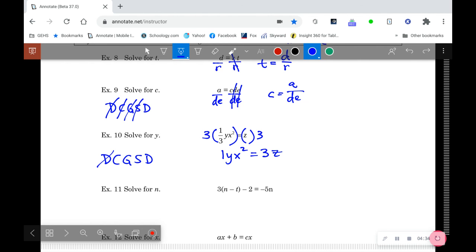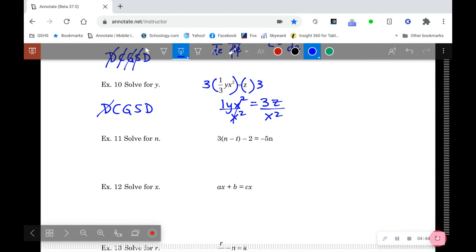Now we're trying to get the y by itself. So I'm going to divide both sides by x squared here. And there we have it. Y equals 3z over x squared. Okay, the next one here, solve for n. And the steps are distribute, clear, gather, simplify, and divide. This one does have a distributive property, so let's go ahead and do it. 3n minus 3t.